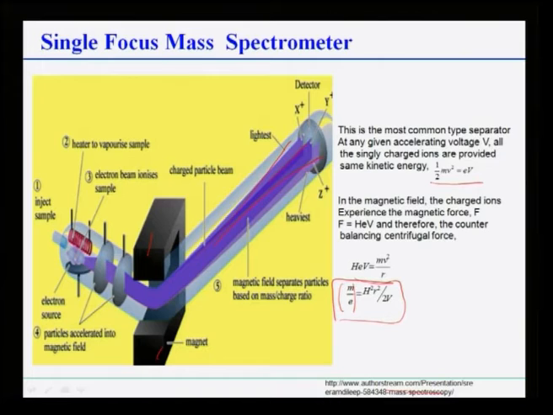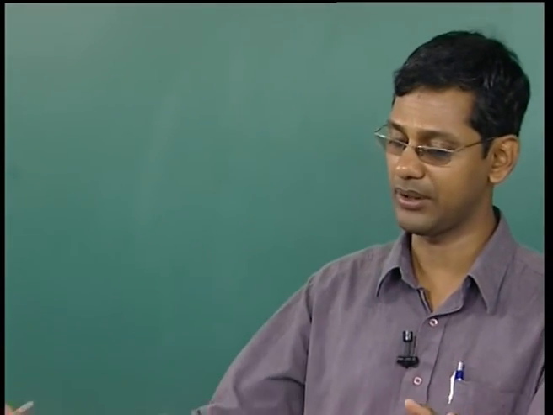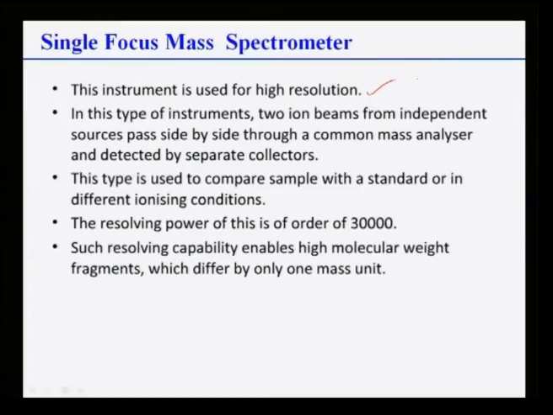So we are focusing with a single magnet. That's why it is called a single focus mass spectrometer. Remember, this is how we can separate the ions very easily. And subsequently, all the separation techniques you will see are actually modifications of this one. It is a very high resolution instrument. It gives quite substantially high resolution, in the sense that ppm level detection is possible.